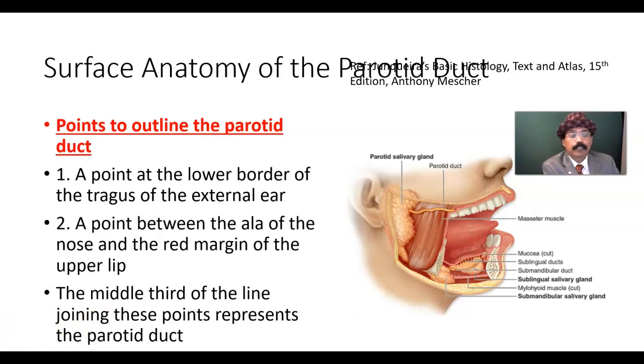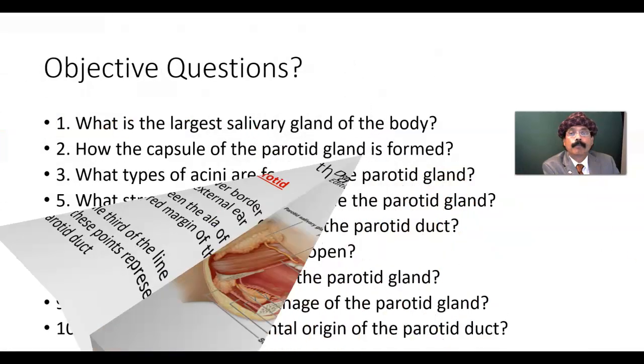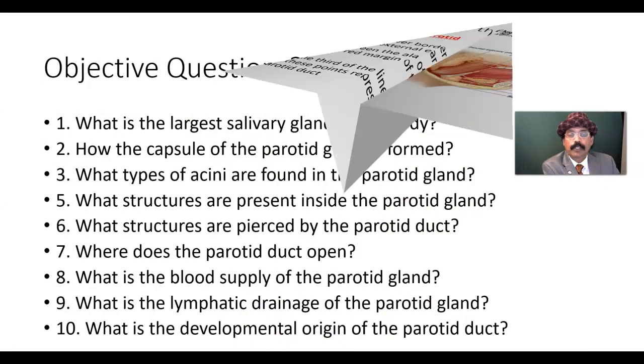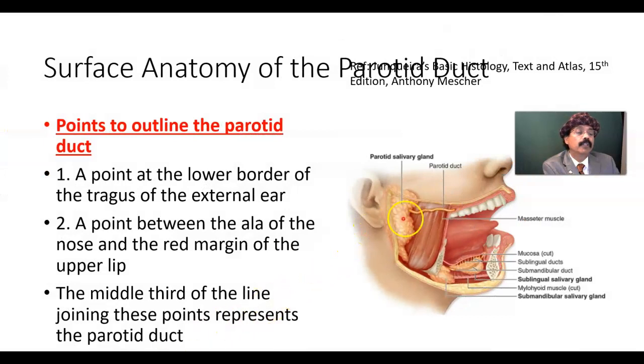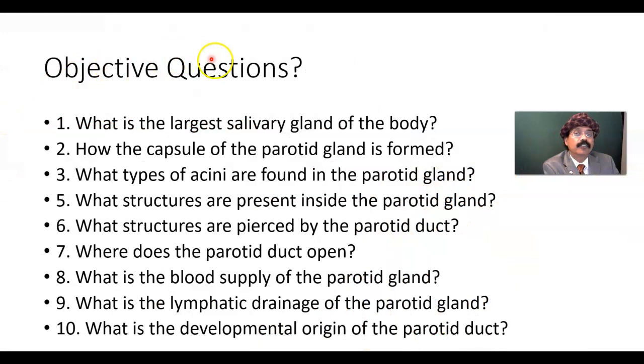Okay, we got that. Before going there, this is important: what structures are crossed by the parotid duct? The parotid duct crosses the masseter muscle. This is the masseter muscle. It does not pierce the masseter muscle. It pierces the buccal pad of fat, buccopharyngeal fascia, buccinator muscle, and mucous membrane. So these are the objective questions.